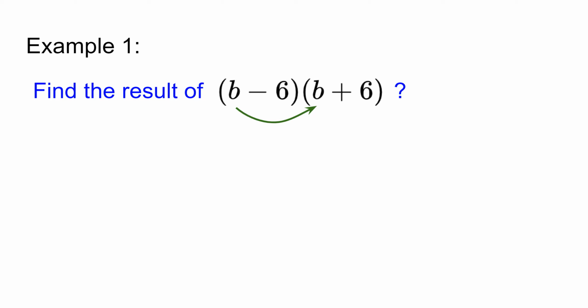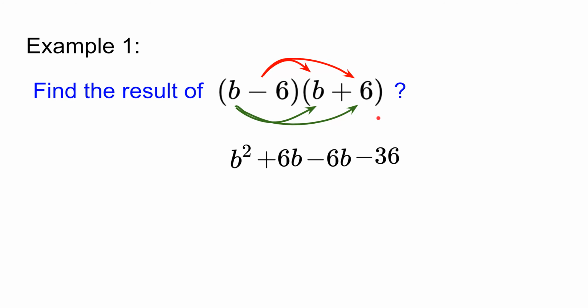The first by the first gives you b squared. The first by the second gives you positive 6b. We're done with the first term. Now the second term times the first gives you negative 6b, and negative 6 times positive 6, that's the last by the last, gives you minus 36.